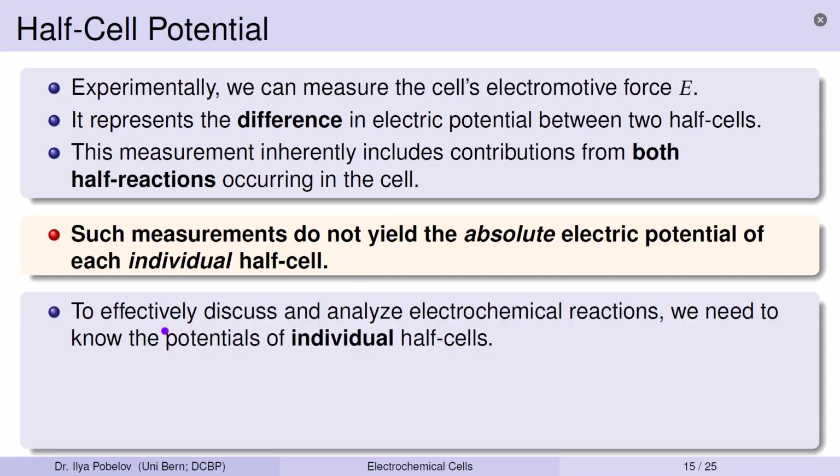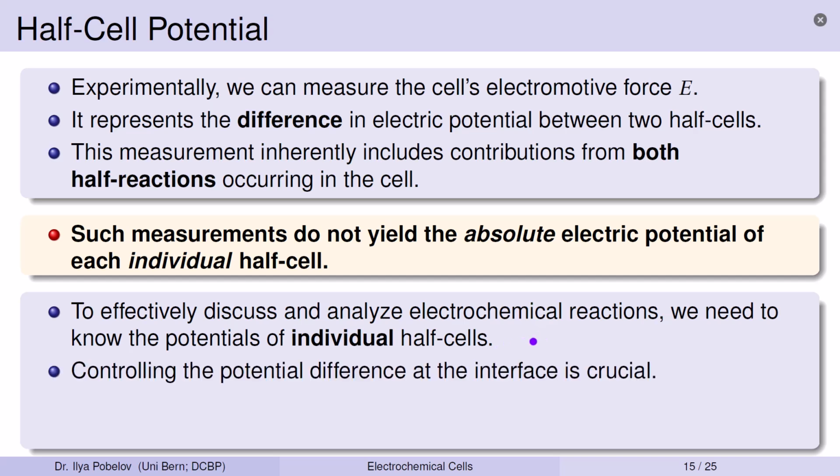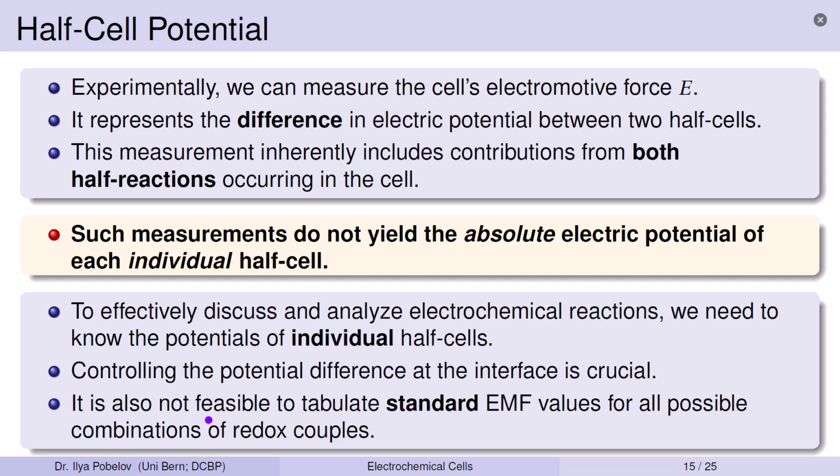To effectively discuss and analyze electrochemical reactions, we need to know the potentials of individual half cells. For specific reactions, controlling the potential difference at the interface is crucial. It is also not feasible to tabulate standard cell EMF values for all possible combinations of redox couples.